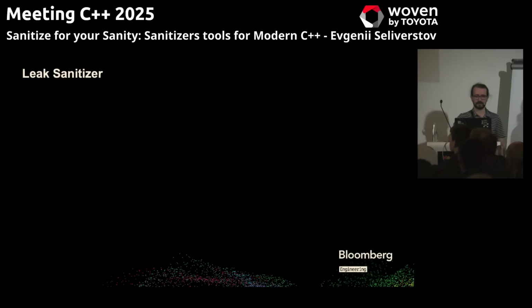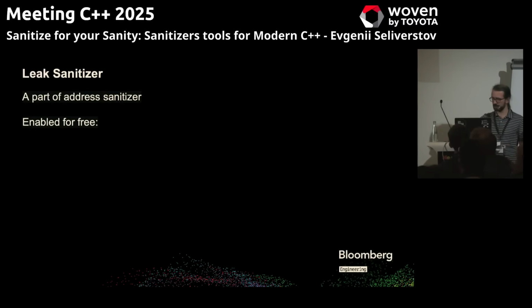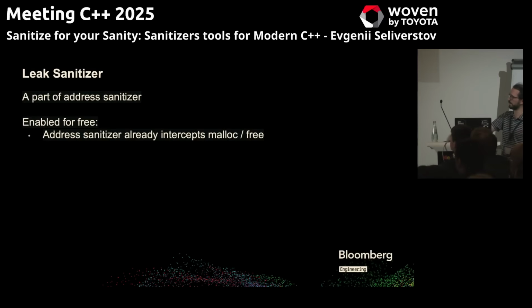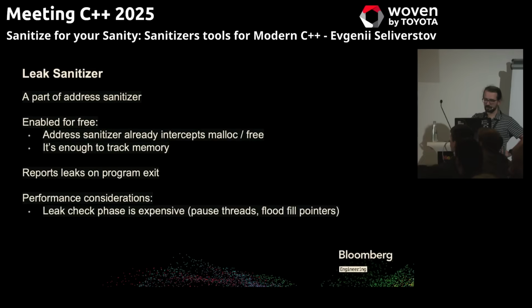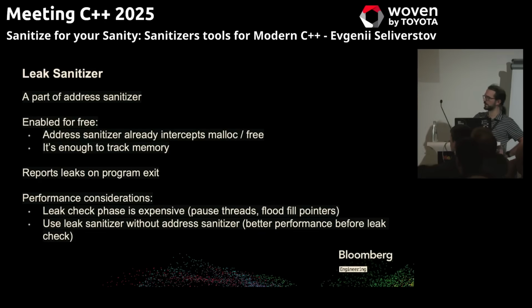Then we've got Leak Sanitizer. It's kind of a by-product of Address Sanitizer, and it's enabled for us for free because we already track all the mallocs and frees, right? So we can understand where memory leaks. Yeah, so it's really simple, just subtracting things. It just reports all the leaks on program exit. It could be a bit slow. But if you're not interested in slowness on program exit, you should probably be fine. And you can also enable it without Address Sanitizer if you are tracking only leaks.